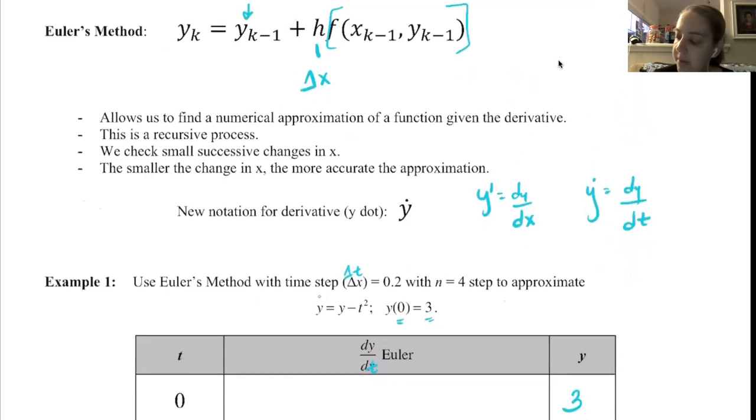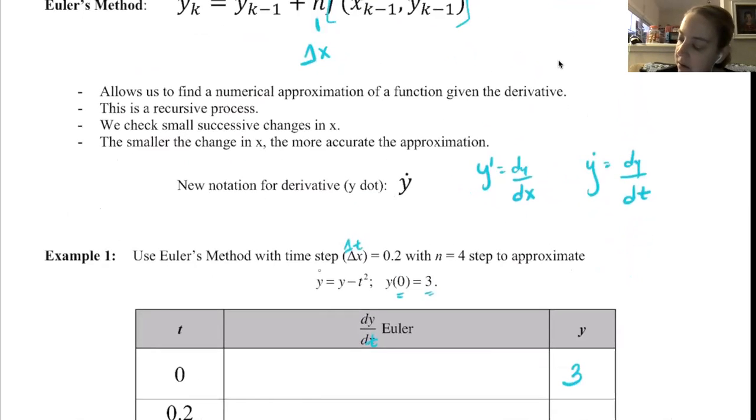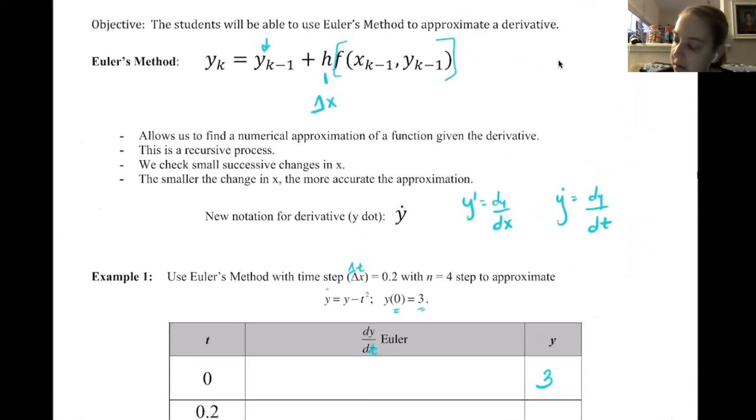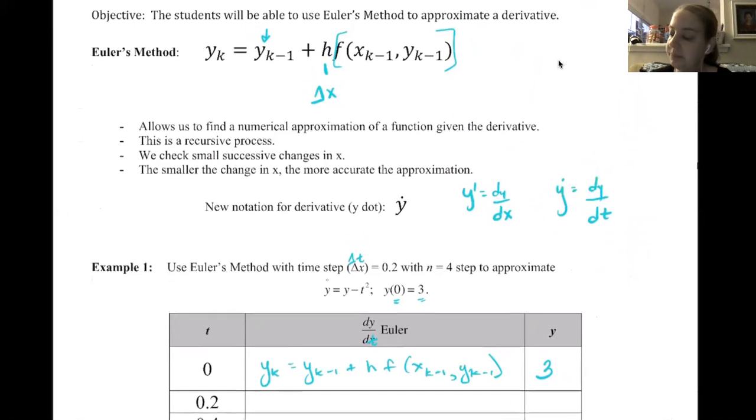Now I'm going to copy in the formula here so that I can see it. y sub k is equal to y sub k minus 1 plus h f of x sub k minus 1, y sub k minus 1. We have both the x and the y because it doesn't have to be a function. It could be a circle.